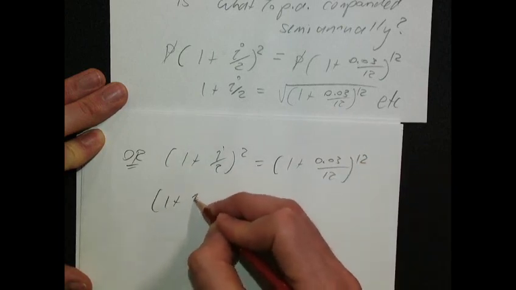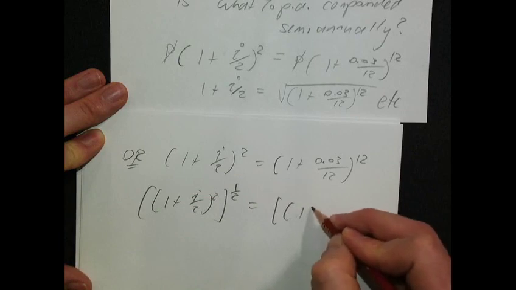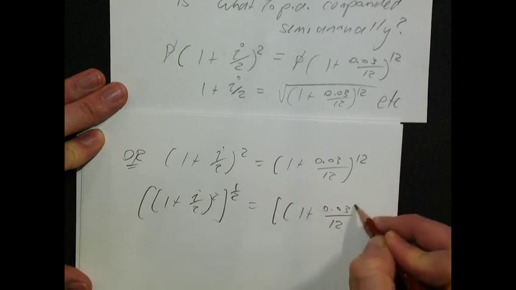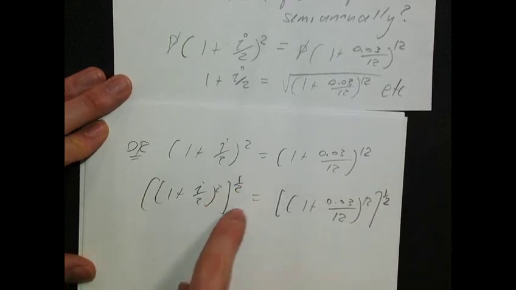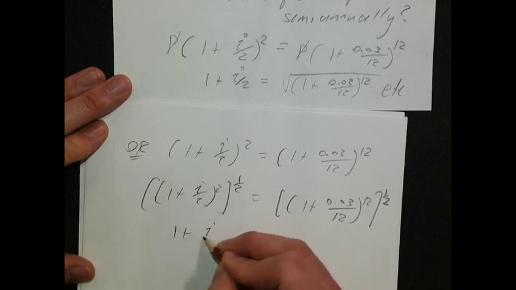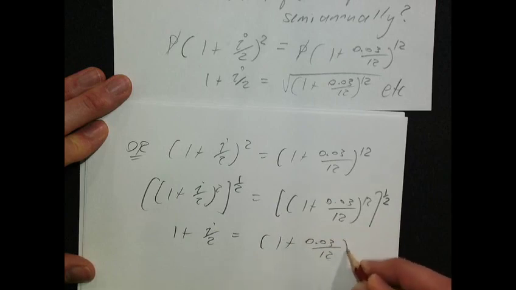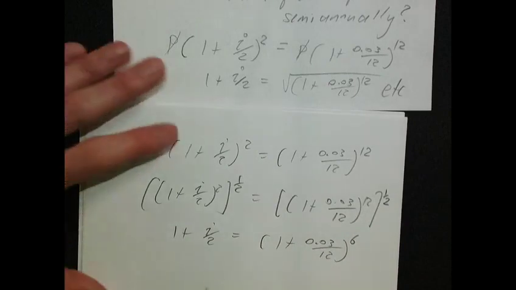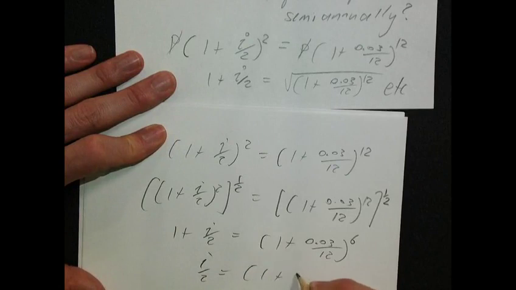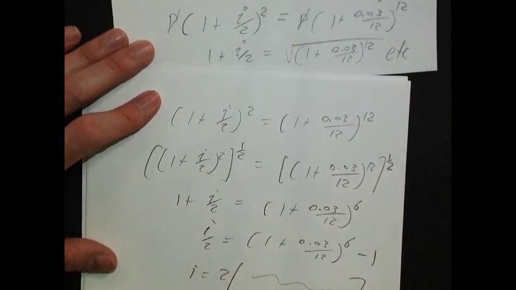Technically what you're doing is you're raising both to the power of a half. And when you do powers of powers, they multiply, so 2 times a half is 1. And 12 times a half is 6. And so that would do the trick as well. And then you'd finish it off. So i on 2 equals 2 times all of that.